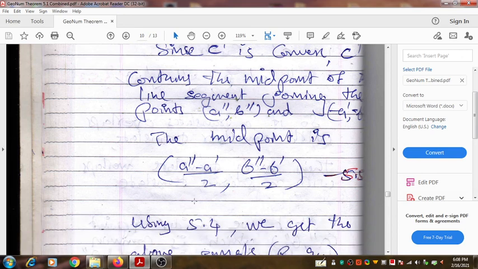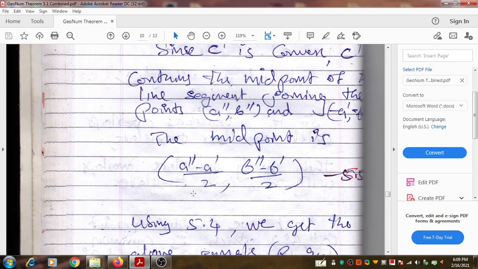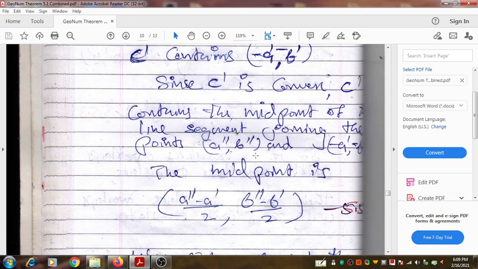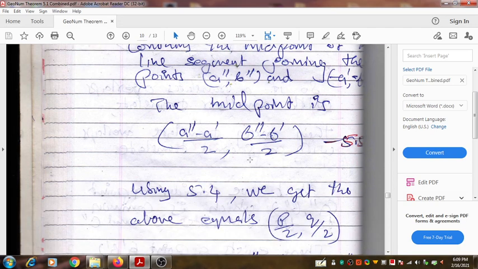The midpoint of the line segment is therefore equal to (a double prime minus a prime) divided by 2, (b double prime minus b prime) divided by 2. And that is the relation 5.5. And where is this point now? This point is in C prime. Okay, this point also is in C prime. Not that point. Very important.